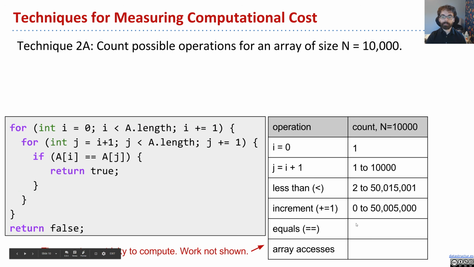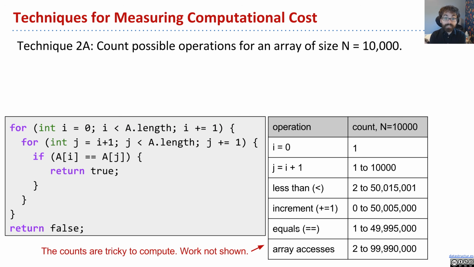Okay, how about the increments? It turns out that can happen between 0 and 50,005,000 times. Equals, a little bit less. And array accesses is exactly double the number of equals operations. Okay. So hopefully it's clear what we've built, even if it was a little tricky to imagine how we got these numbers.